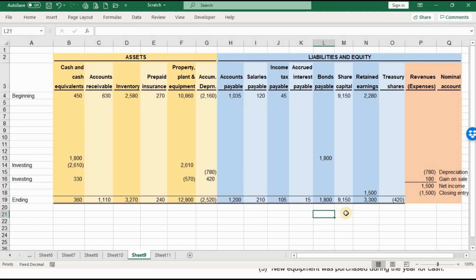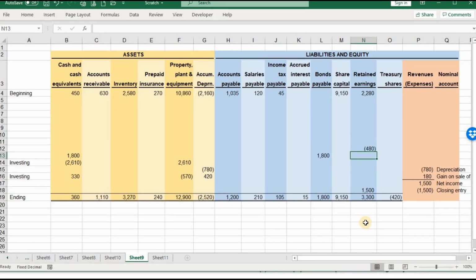Now let's proceed to retained earnings. The retained earnings has a beginning balance of 2,280 and we have recorded a net income of 1,500. However, the total of these two is 3,780. The ending balance is 3,300. This means that there is a transaction that occurred during the year that resulted in the decrease. So how much is the decrease?